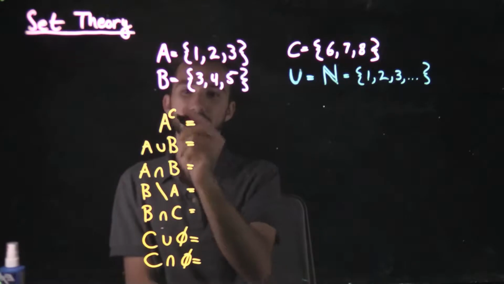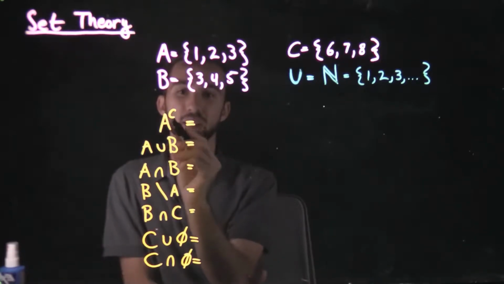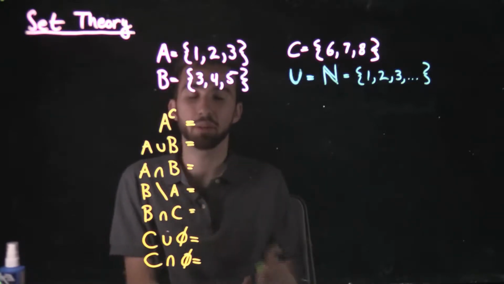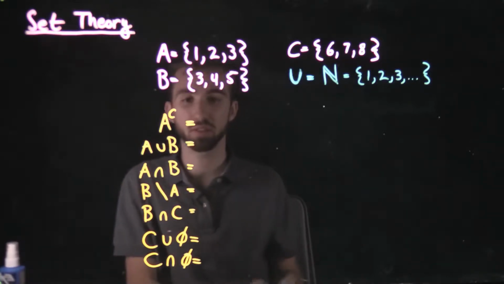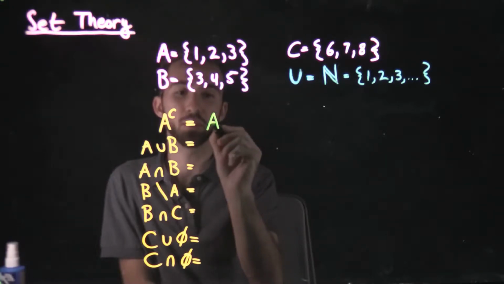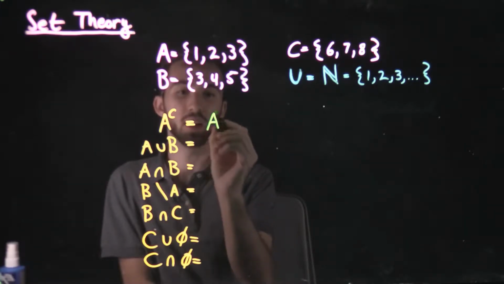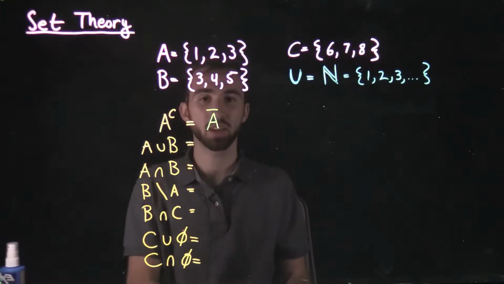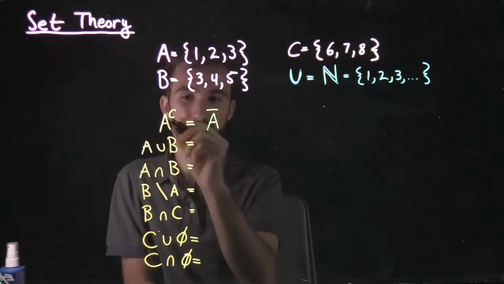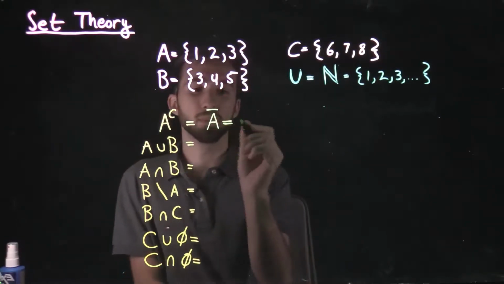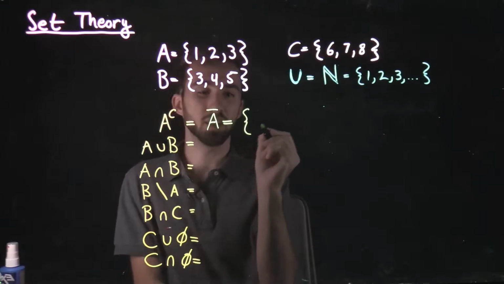So A complement. Remember that when I put this superscript C, I mean complement. Again, there's tons of notational varieties for this. So I know that in my 341 class, Professor Nakayama uses a bar over the top to signify the complement. It's all the same. So what is the complement of A?